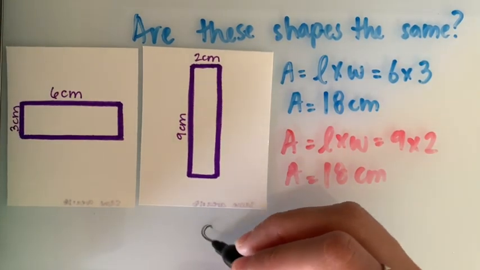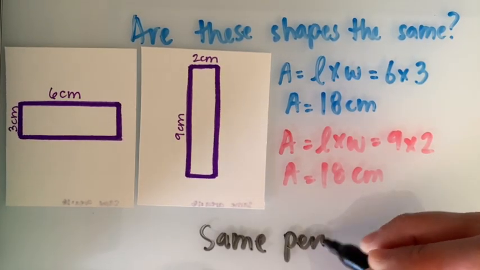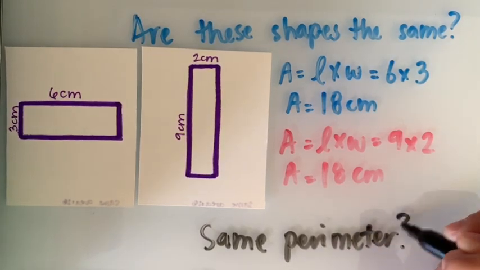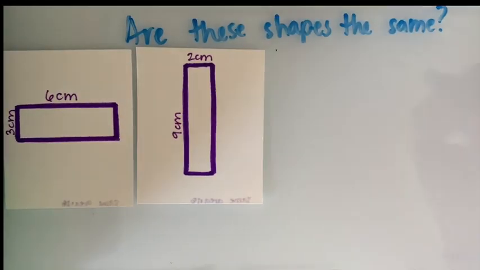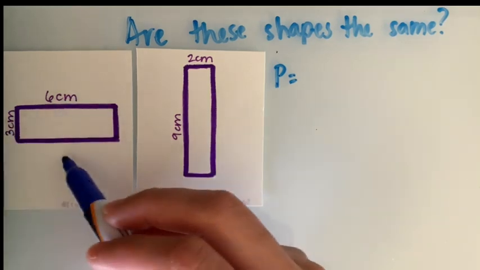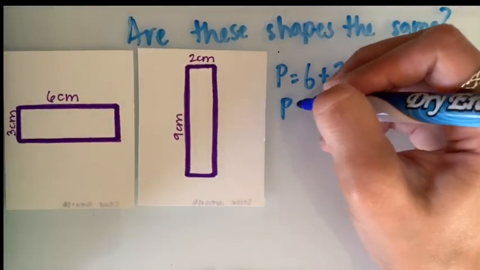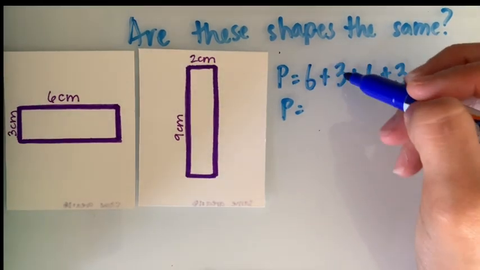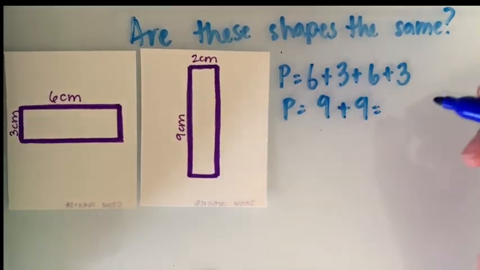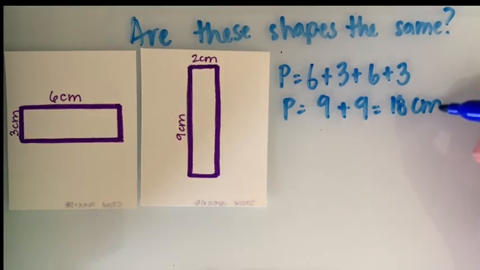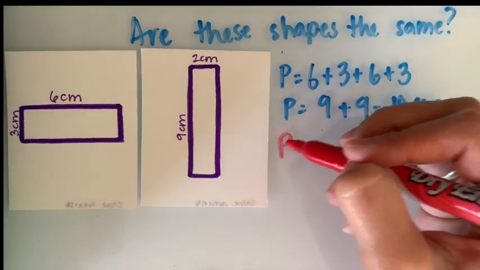So that means that both figures have the same area. That means that the inside measurement of each figure is the same. So now we need to figure out whether they have the same perimeter. So for perimeter, we're adding up each side. So 6 plus 3 plus 6 plus 3. 6 plus 3 is 9. And 9 plus 9 is 18 centimeters for our first figure.